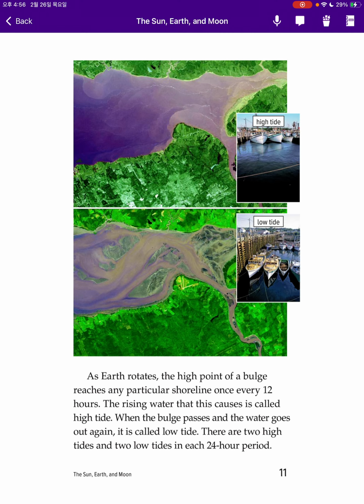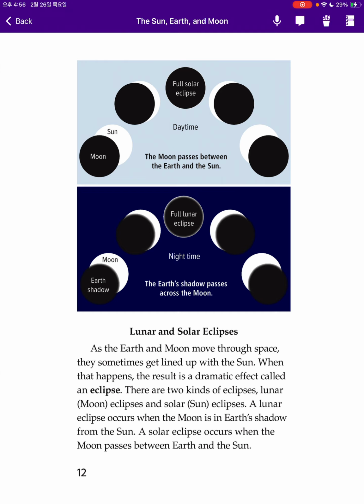The rising water that this causes is called high tide. When the bulge passes and the water goes out again, it is called low tide. There are 2 high tides and 2 low tides in each 24-hour period.